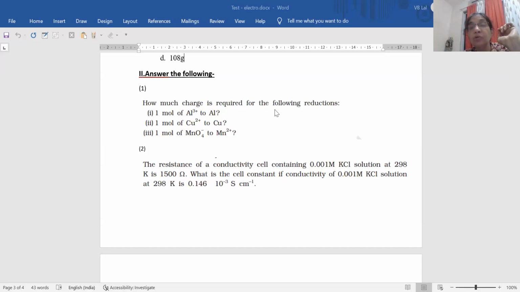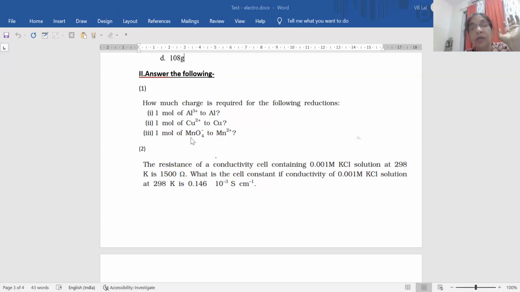How much charge is required for the following reductions? 1 mole of Al3+ to Al. How much charge do you need? 3 Faraday. Cu2+ to Cu, how much charge do you need? 2 Faraday. MnO4- to Mn2+, how much charge will you need? Now tell me, Sai Kalyan, how much charge will you need? 5 Faraday, miss. 5 Faraday.